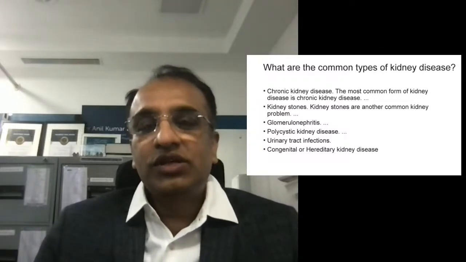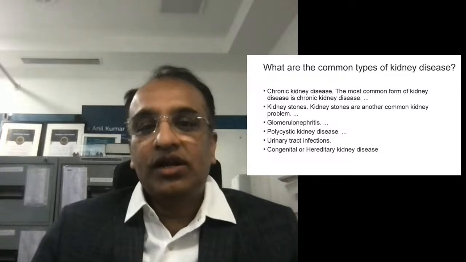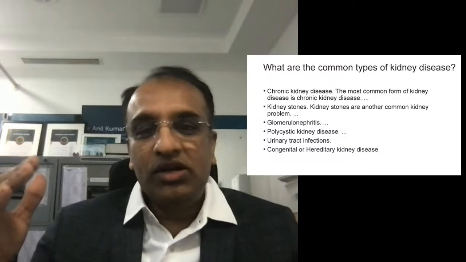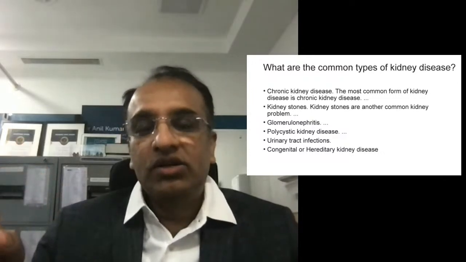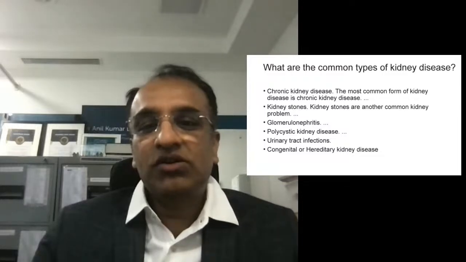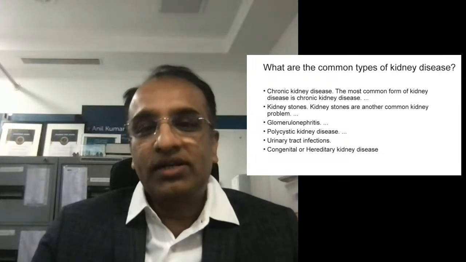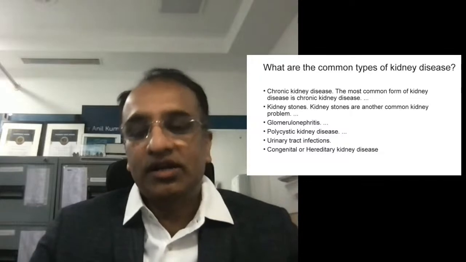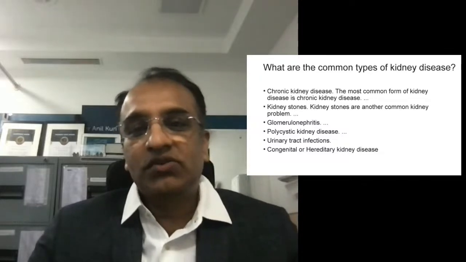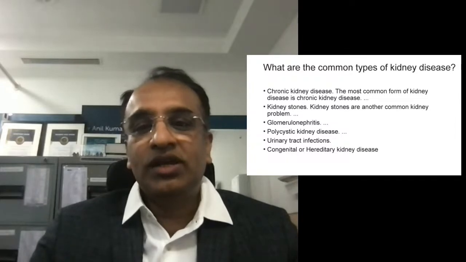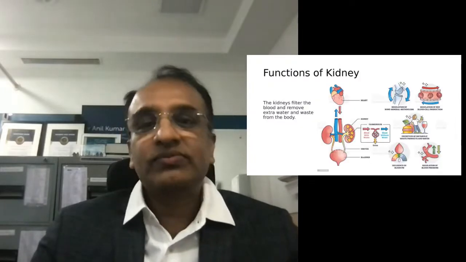Infections of the urinary tract we call urinary tract infections. The infection may be at the level of the kidney, the ureter or the urinary bladder. Depending on the level, we call it cystitis, pyelonephritis or urethritis. There are also some other congenital or hereditary kidney diseases, which we may see even in small children, or which can present very late in life.